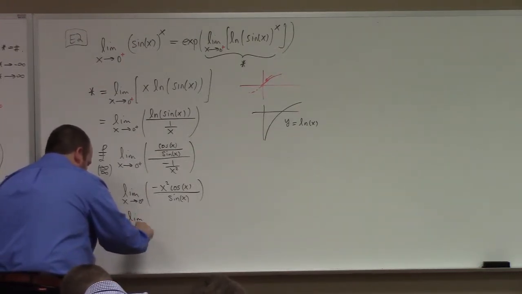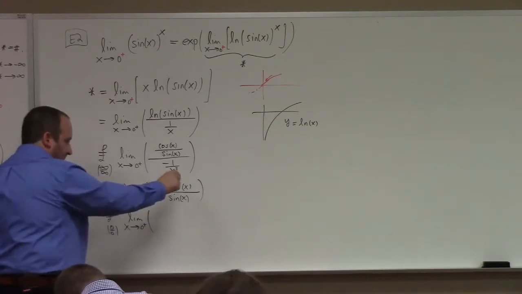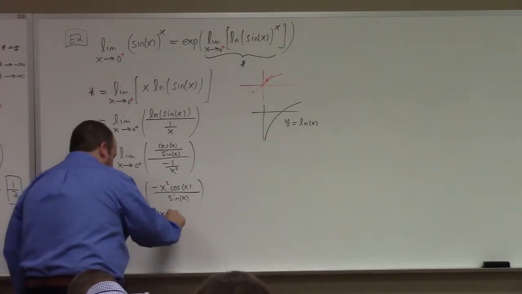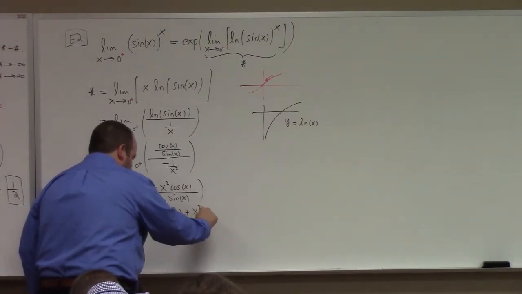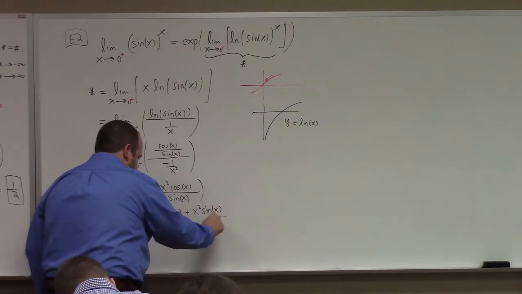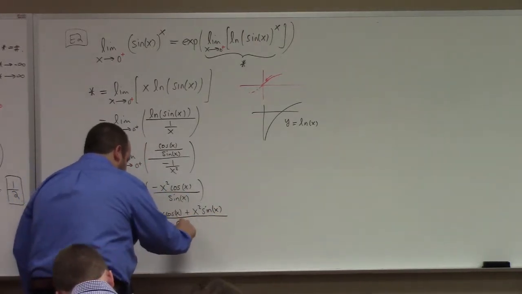So we've got to differentiate the top, differentiate the bottom. The top's product rule: minus 2x cosine x plus x squared sine x, because the derivative of cosine is minus sine. Minus minus gives me plus. Downstairs I've got myself cosine x.